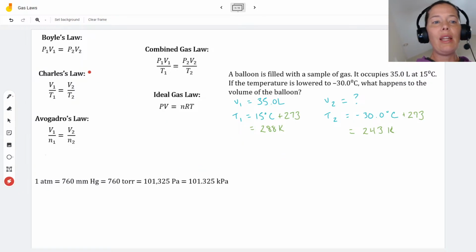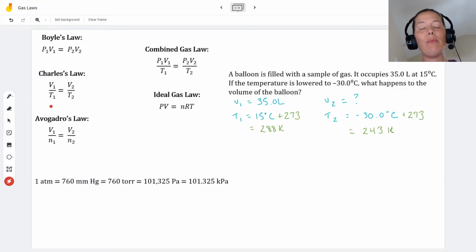So notice in Charles's law, you're dividing by temperature. So if you had a temperature of 0 degrees Celsius and you tried to plug that in, that is undefined. Again, this is why we go to an absolute temperature scale.